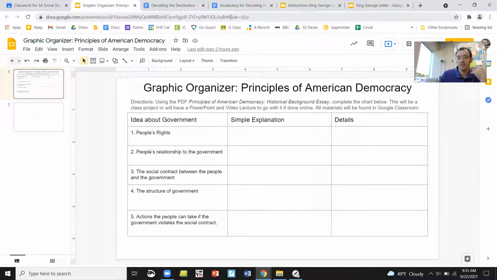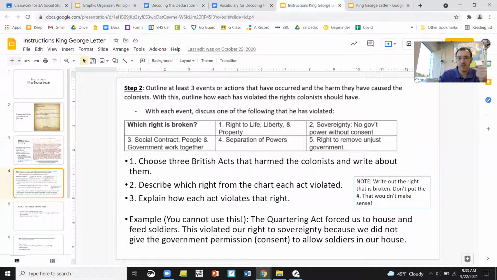So maybe I say the Stamp Act. The Stamp Act hurt the colonists because they had a tax put on them. And I feel that goes against the second right, which is sovereignty, because the government in the states did not get a say on it. Only the British government did, something like that. So choose 3 acts, explain how they harmed citizens, explain which right they feel is broken, and then how it violated that right. So that'll be the second part. I give them a little example here at the Quartering Act.